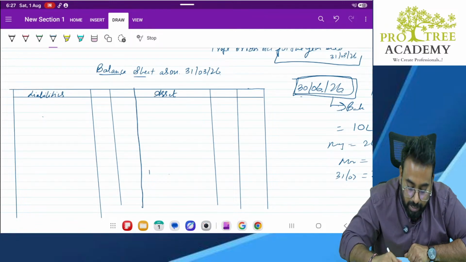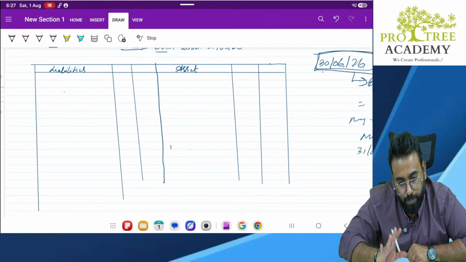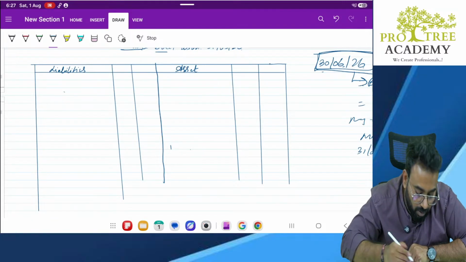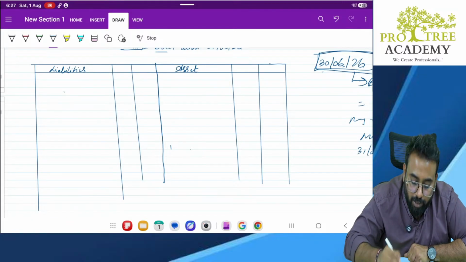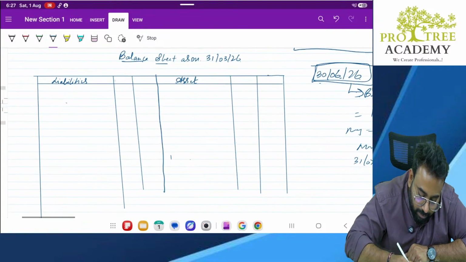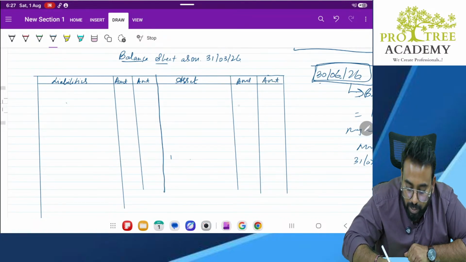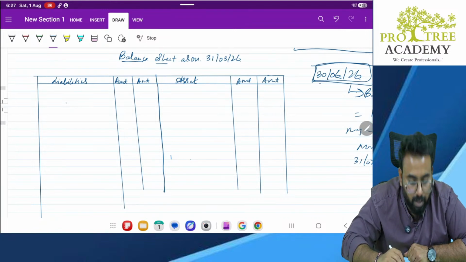Remember this. Sir, can I write it the other way round? No. Don't write it the other way. This is how we follow. This is the rule. We need to follow the rule. So on the left hand side, it will be liability. On the right hand side, it will be asset. Here, amount. Sir, why 2 amount columns, sir? One is for inner calculation. Once you do the calculation inside this table, you can write the final amount outside.